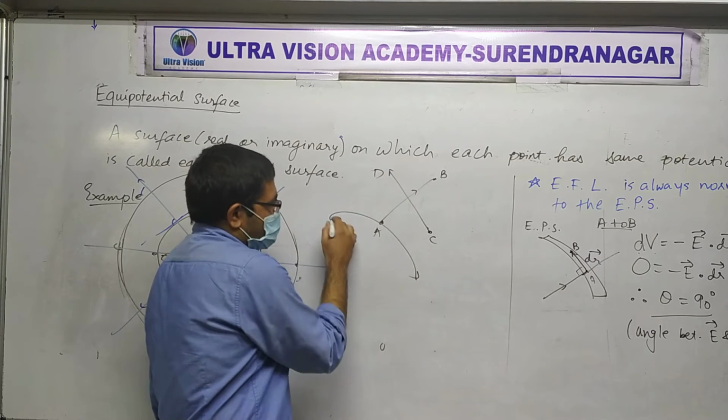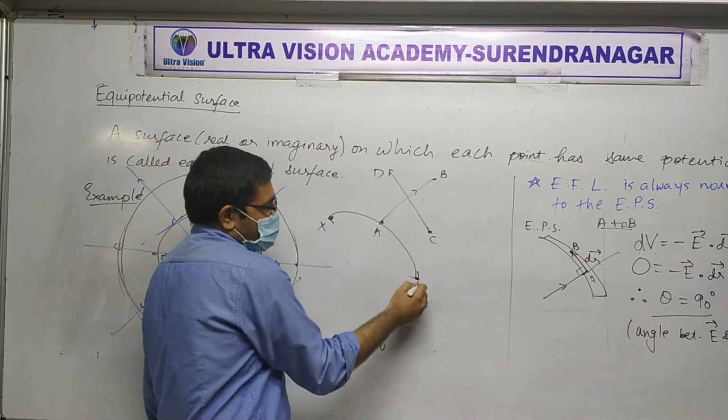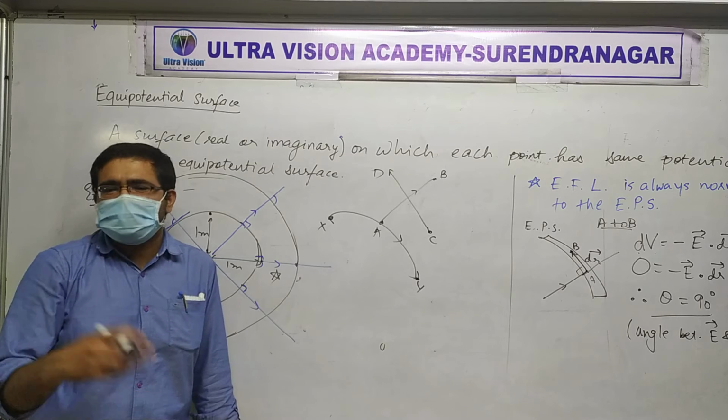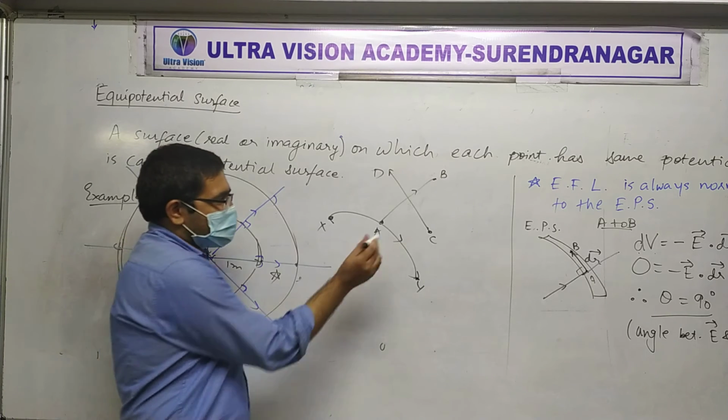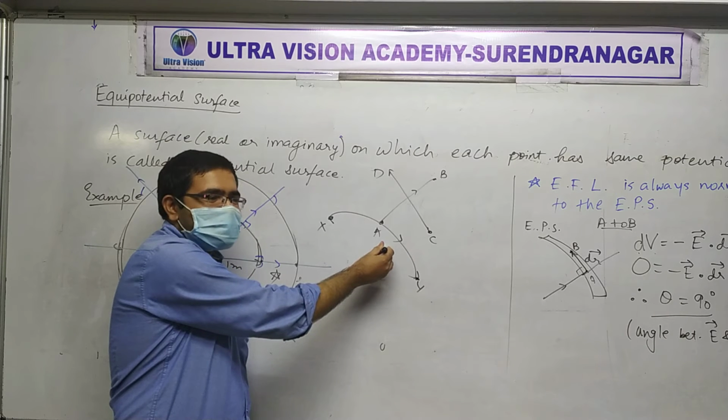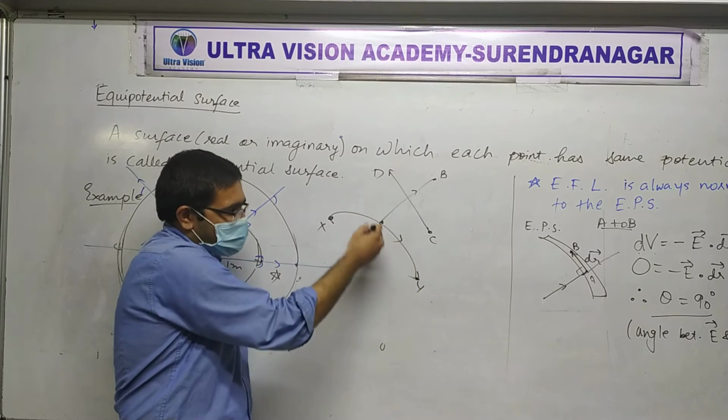If I go like this, let's say from X to Y, then also I am moving perpendicular to the electric field. How is it possible? There is only one possibility, like this. The electric field must be pointing like this. Yes or no? Yes.